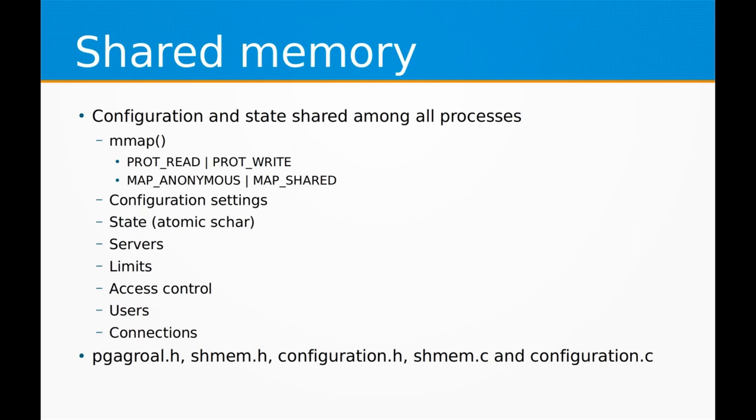First, the shared memory structure is the central data structure for pgagroal. It is an mmap memory segment shared across all processes that contains the overall configuration and state of pgagroal. This includes the configuration settings from the deployment, the state of each of the connections done as an atomic signed char, information about the Postgres service, limits and access control, known users, and the data structure for the connections. This structure gives all the processes a unified view of the runtime state of the entire system.